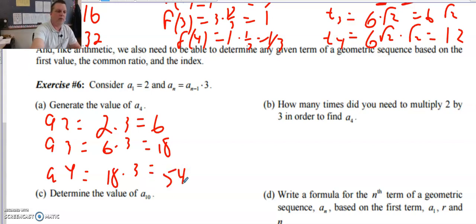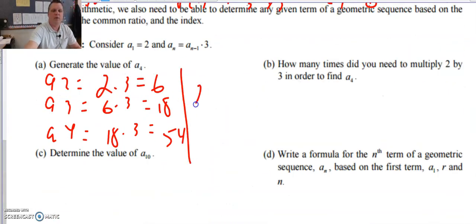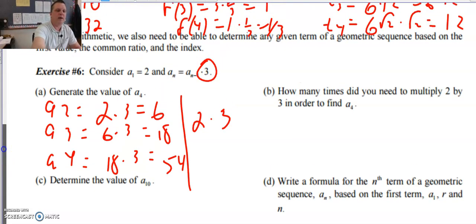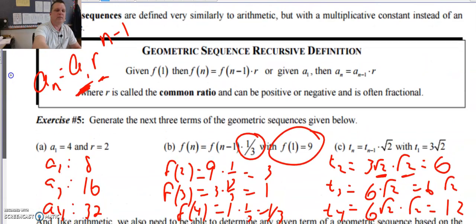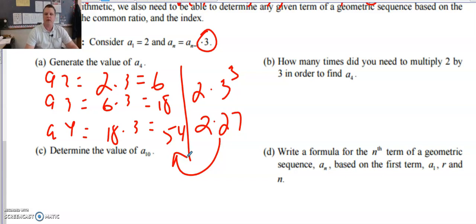Now, if you want to use this formula up here, A1 is 2, times 3, because that's what we keep multiplying by, and then it's n minus 1. See that up there, n minus 1. So it's the fourth term, so it's 3 cubed. 3 cubed is 27, times 2 is 54. That's what we're saying: how many times do you need to multiply by 3? 3 times.